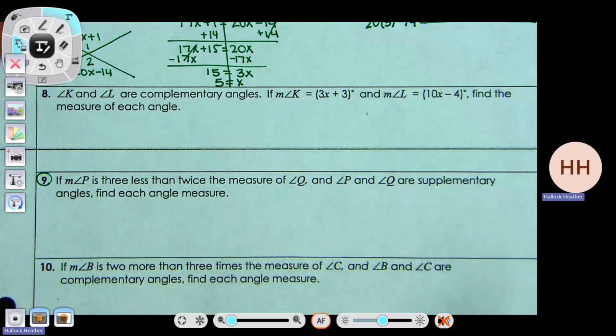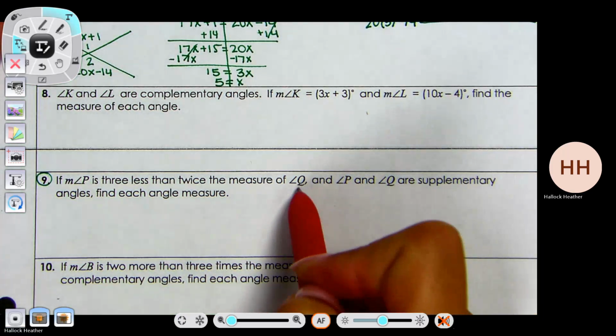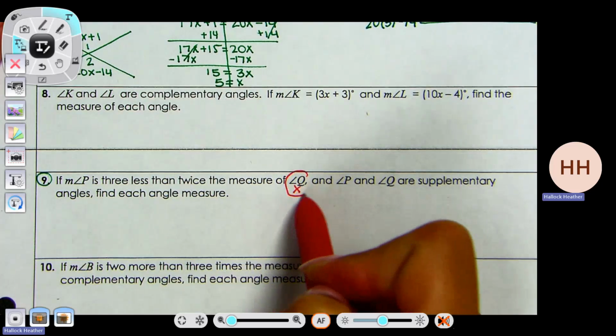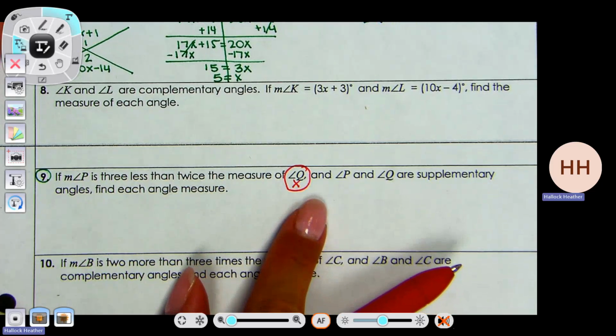You're like, what the heck? Which one is just going to be X? This one's going to be X because this is what we know nothing about. So the one in the back of the sentence will always be X.